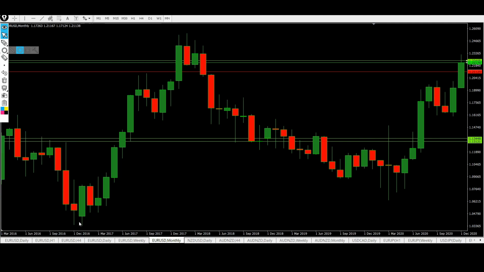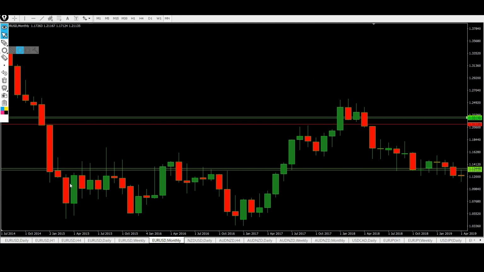Okay, so there's another gap right here. However, this gap is very far from current price. Recall, this is a monthly chart. This level is roughly 1,500 pips away from current price. So we're not going to draw this one. We'll keep going.